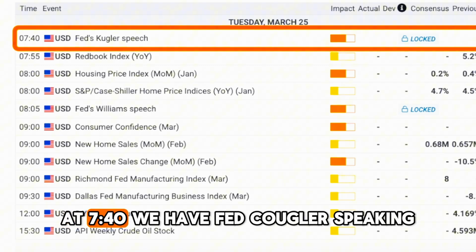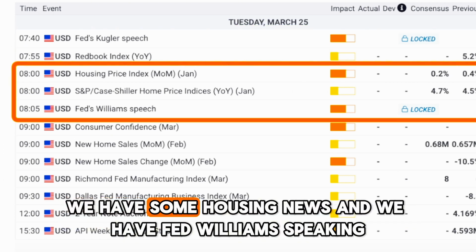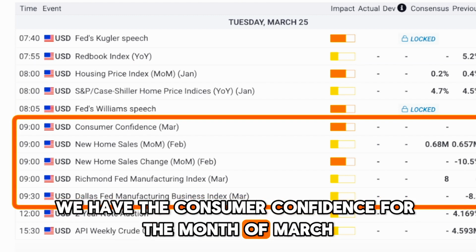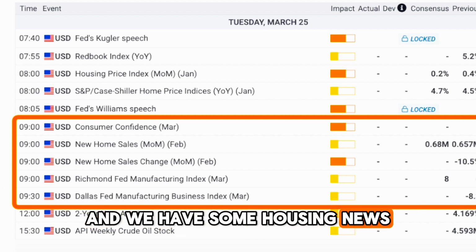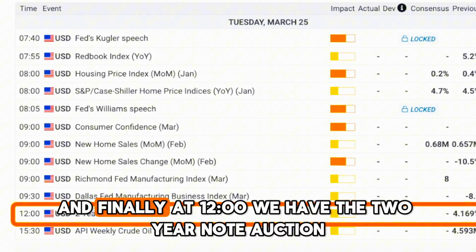At 7:40, we have Fed Kugler speaking. At 8 o'clock and 8:05, we have some housing news, and we have Fed Williams speaking. At 9 o'clock and 9:30, we have the consumer confidence for the month of March, and we have some housing news, and the Richmond Fed and the Dallas Fed for the month of February and the month of March. And finally, at 12 o'clock, we have the 2-year note auction.